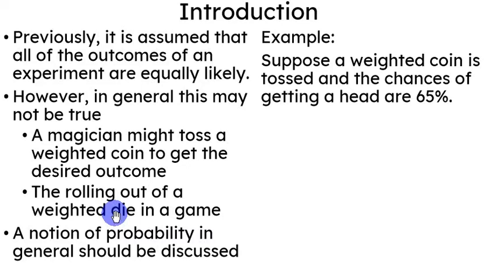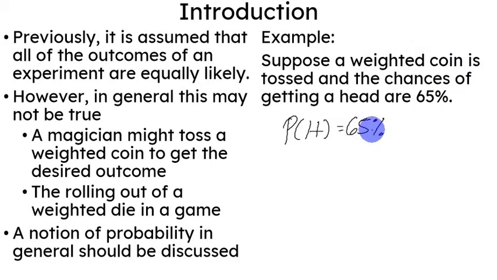So we should discuss the notion of probability in general. It's not always an assumption that the outcomes are equally likely. Suppose that a weighted coin is tossed, and the chances of getting a head are 65%. So this would mean that the probability of getting a head when you toss that weighted coin is 65%.